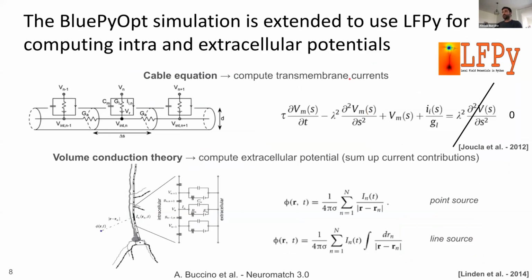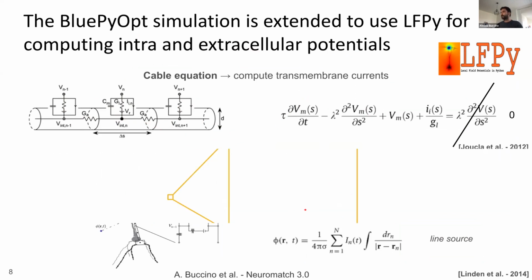Regarding the simulations, originally BluePyOpt supported the NEURON simulator, but we extended it in order to use LFPy, which is a wrapper to the NEURON simulation, which also allows to compute extracellular signals. So the basic idea is that you use NEURON to solve the cable equation, and this will give you all the currents that flow in and out of the neuron from all of its compartments. And then using volume conduction theory, we can sum up the contribution of these transmembrane currents to compute the extracellular potential at our electrode positions.